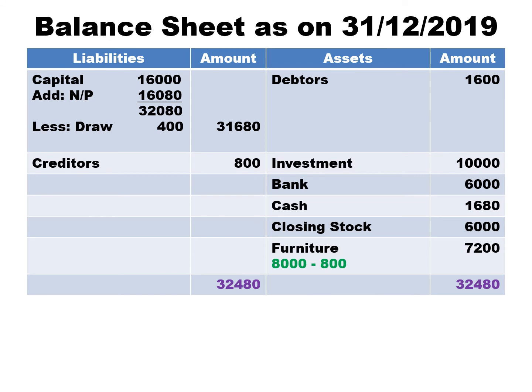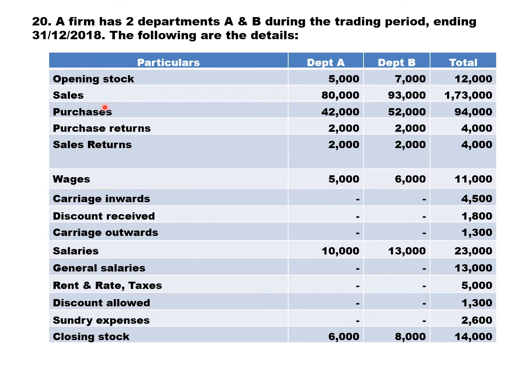Next we shall solve question number 20. A firm has two departments, A and B. During the trading period ending 31/12/18, the following are the details. So we have opening stock of department A, B, sales of A, B, purchase of A, B, purchase returns of A, B to be deducted from purchase. So purchase return to be deducted from purchase. Sales return to be deducted from sales.